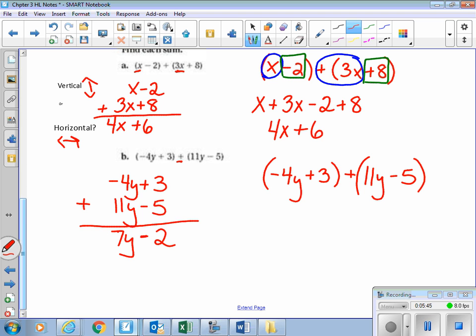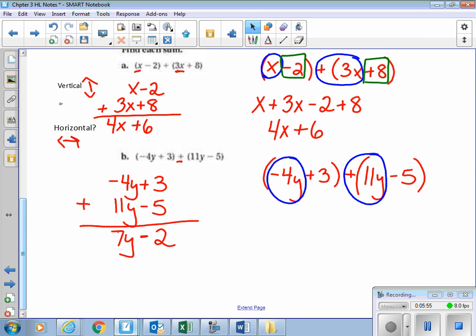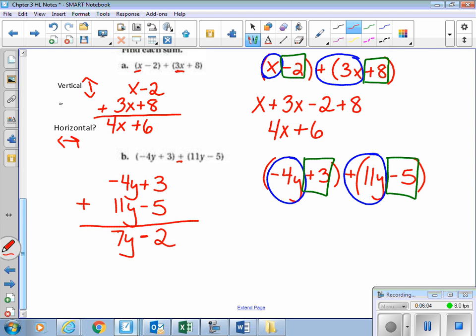I'm going to look for my like terms. I'll start with my y's. I've got a negative 4y and a positive 11y. Notice that I took that positive sign with the 11y. Then I have a positive 3 and a negative 5. I'm going to rewrite it with my like terms together. Negative 4y plus 11y, positive 3, and a negative 5.